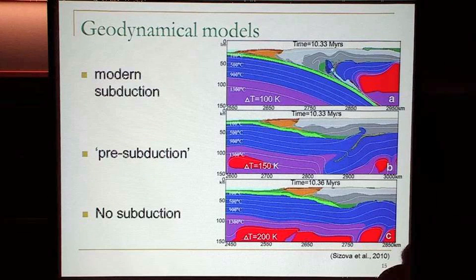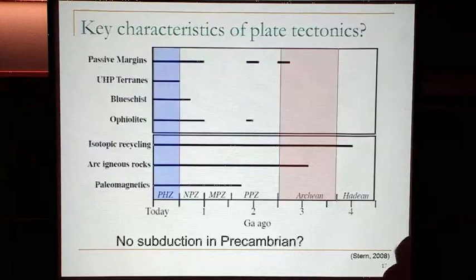So what does the rock record show us? Well, as you probably all know, there is not a huge amount of Archaean rocks left. And there are no rocks left other than individual zircons if we go further back than 4 billion years ago. So what can we learn from the rock record?